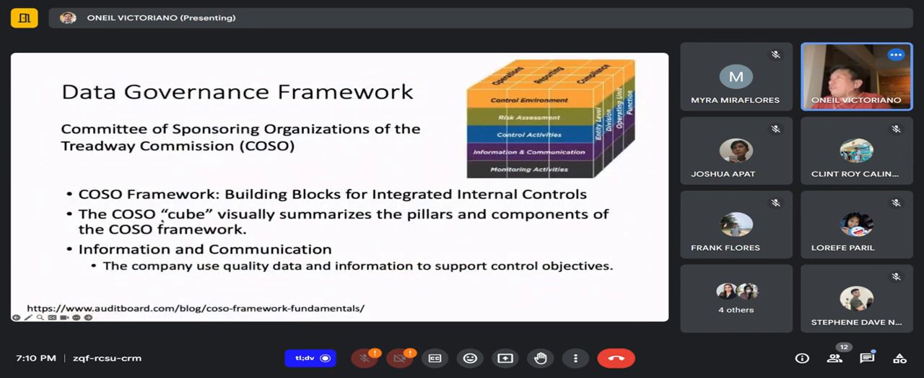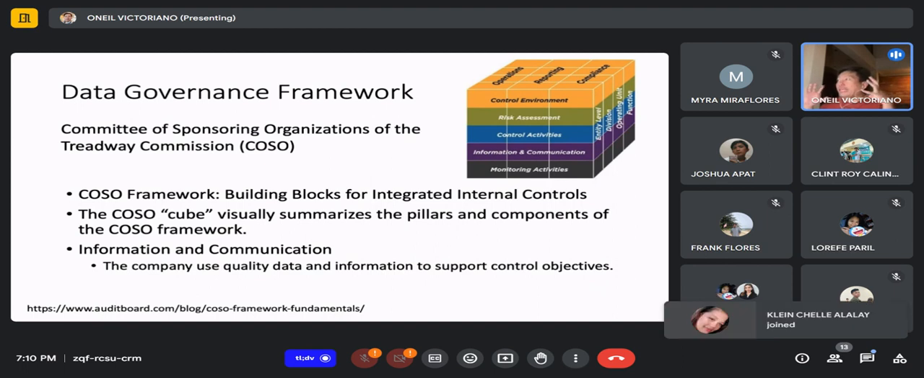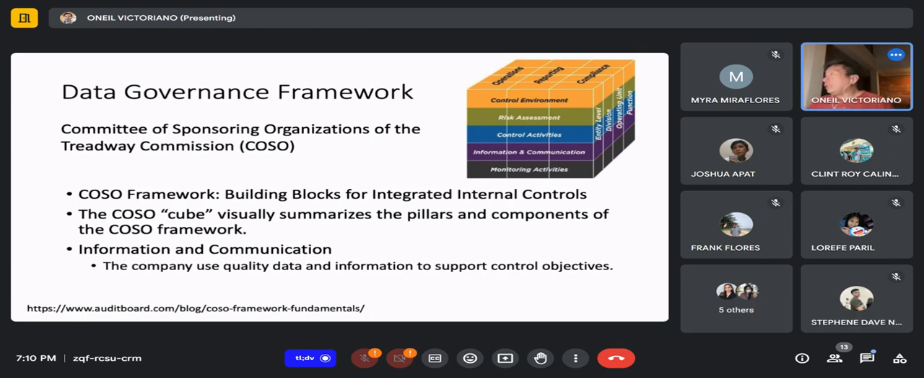So the idea of different governance frameworks is in COSO, the Committee of Sponsoring Organizations of the Treadway Commission. The idea is there are building blocks over data. The idea of a framework is basically from the idea of different policies. The COSO framework is to build the building blocks for integrated internal controls. So the idea of the framework is more on the controls.